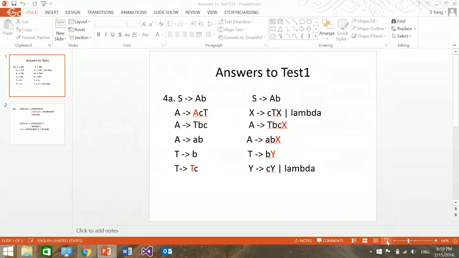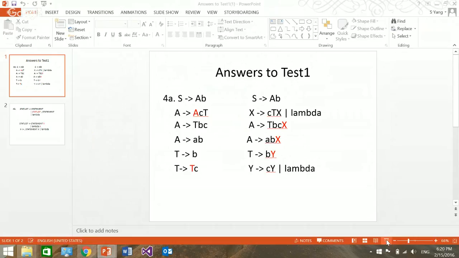So X going to CTX. So it's right recursive instead of left recursive. And you do need a lambda to end everything. So that takes care of A on the recursive one. And these non-recursive ones just get the X tacked on at the end. Right?